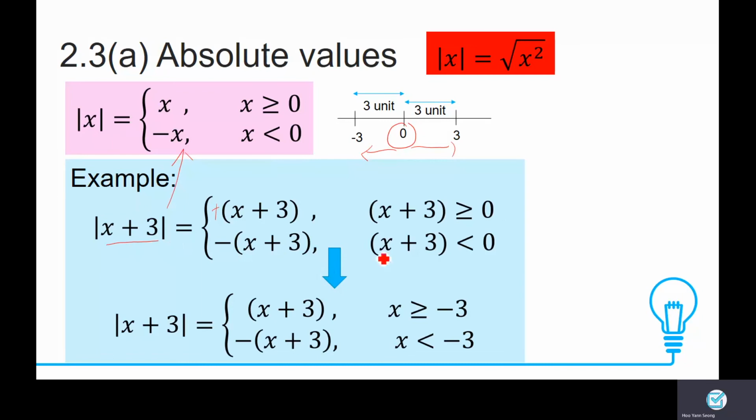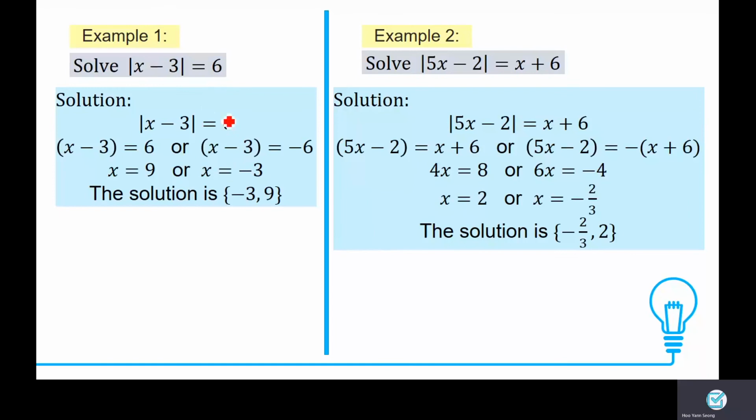But we seldom look at the expression as x plus 3 greater than 0. Normally we shift the plus 3 to the right-hand side, so the condition changes into x greater than or equal to -3, and the result is x plus 3. When x is less than -3, the expression is negative (x plus 3). Now, look at the first example.